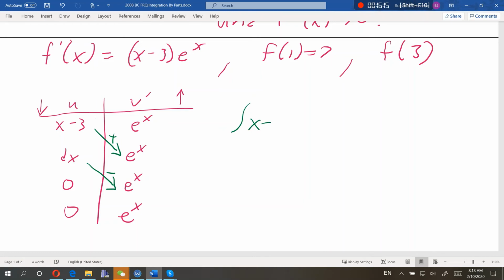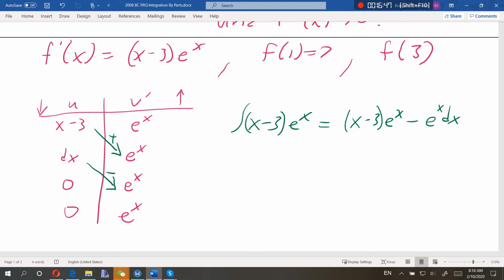So (x minus 3) e to the x dx, minus... wait, e to the x dx. I'm just multiplying these together: (x minus 3) times e to the x, minus 3 times... minus e to the x dx, e to the x dx. Okay, so this is my integral.